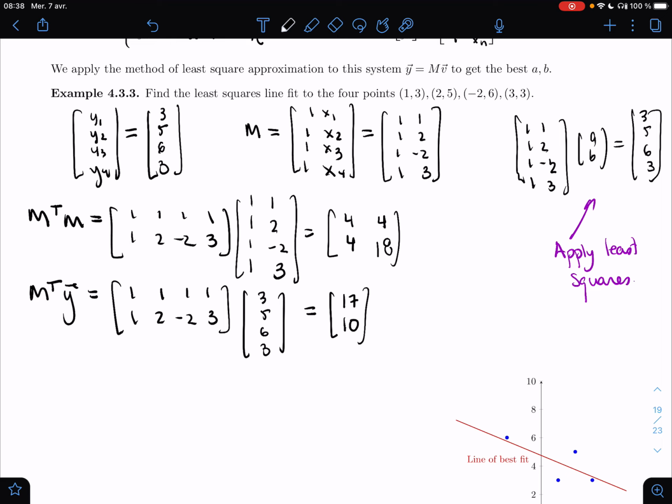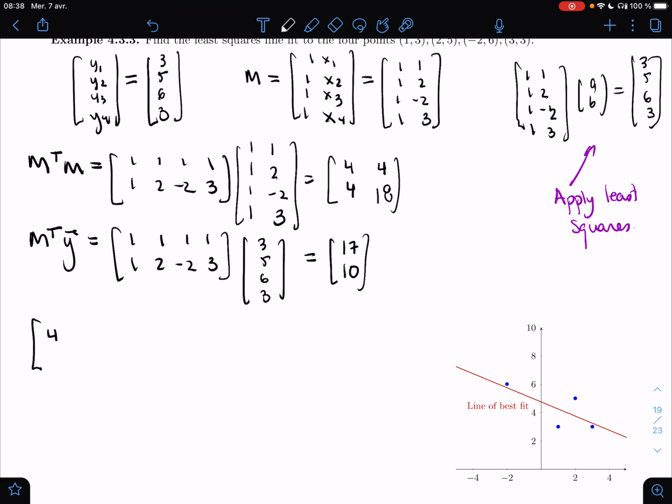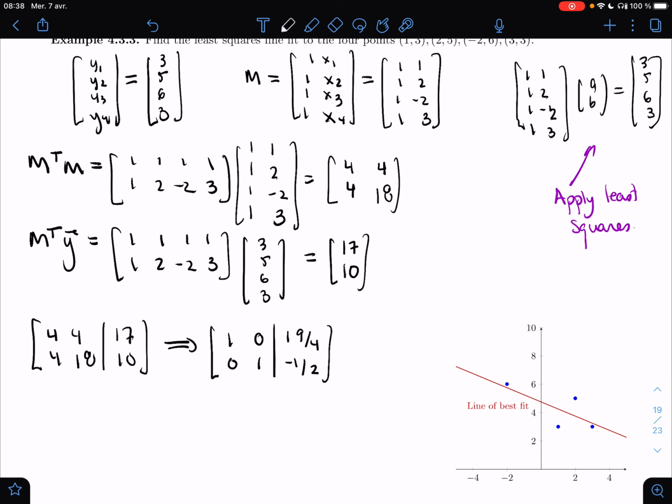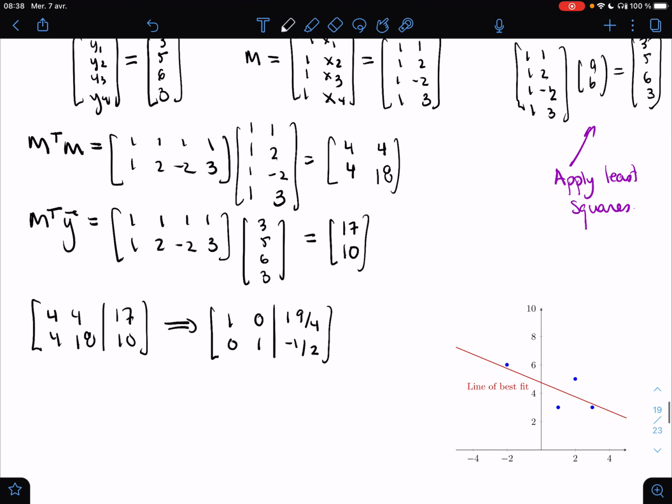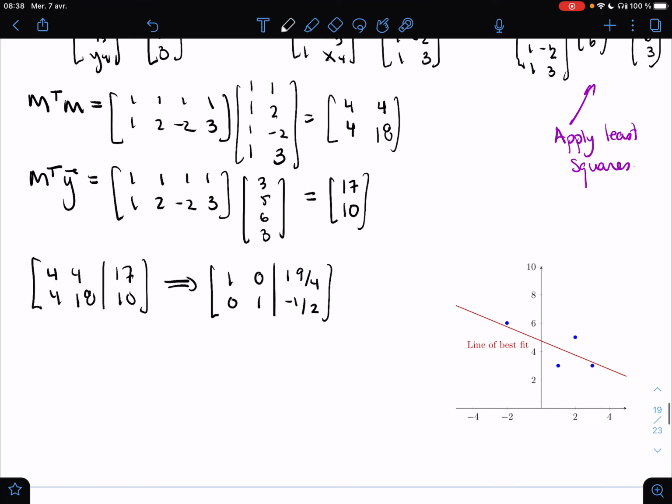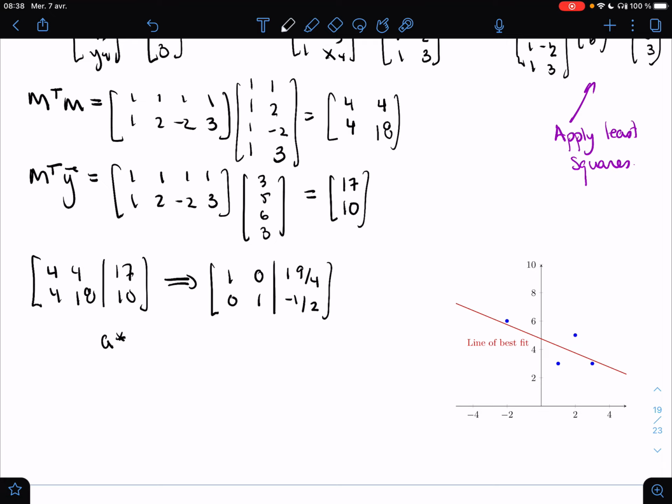Alright, so this system that I have to solve to find the least squares approximation to A and B is this one. I've actually already simplified it for us, and I got 19/4, and I got minus a half. Alright, so that's the best combination of A and B to get close to the line. So A star would be 19/4 and B star would be minus 1/2.